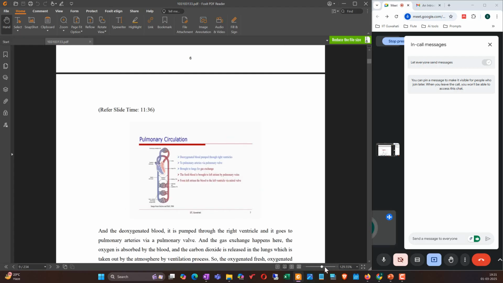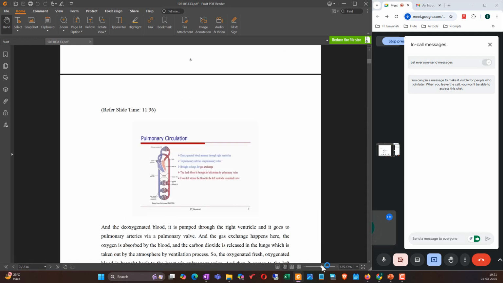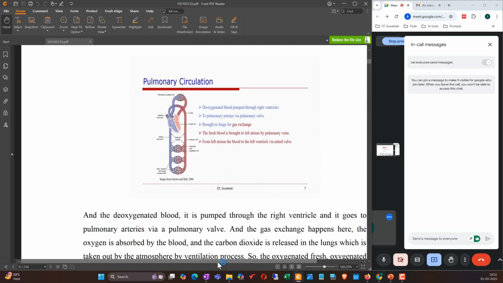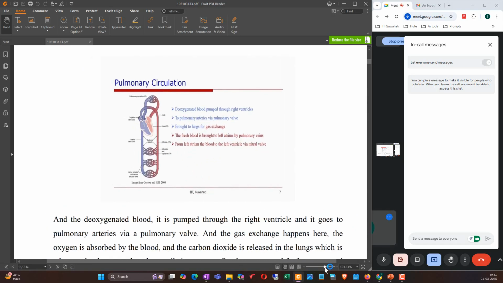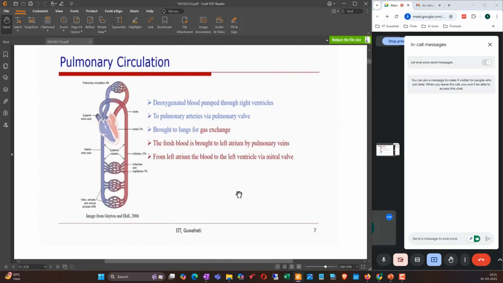Now in the pulmonary circulation, what is happening? You know that in pulmonary circulation, you are supplying the blood to the lung. So deoxygenated blood is pumped through the right ventricle, right? Right ventricle, and to the pulmonary artery via the pulmonary valve. Okay.